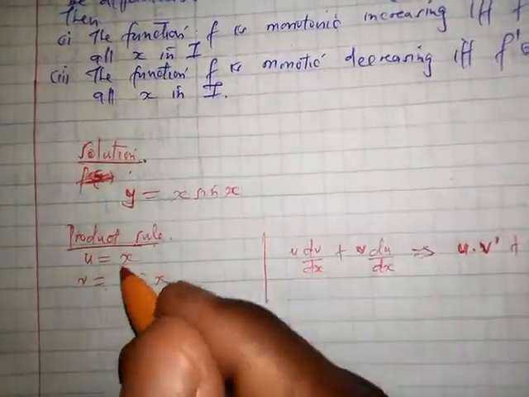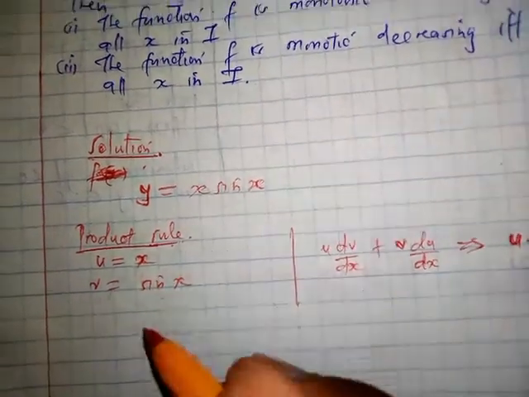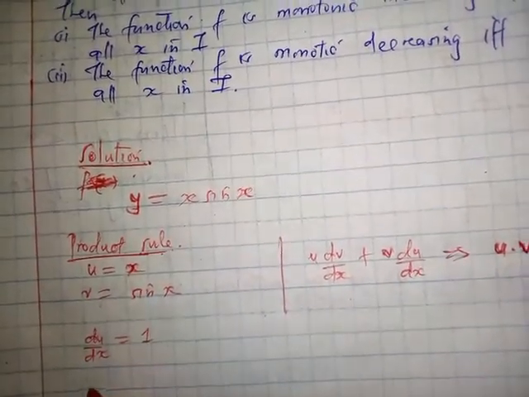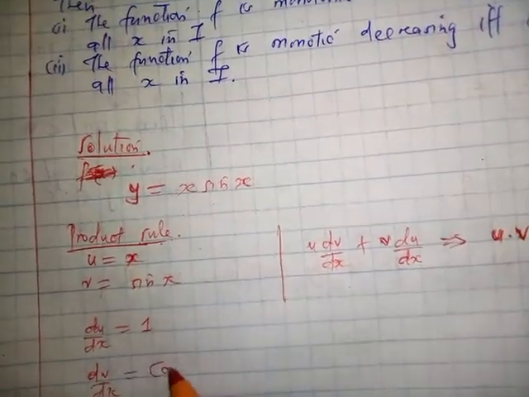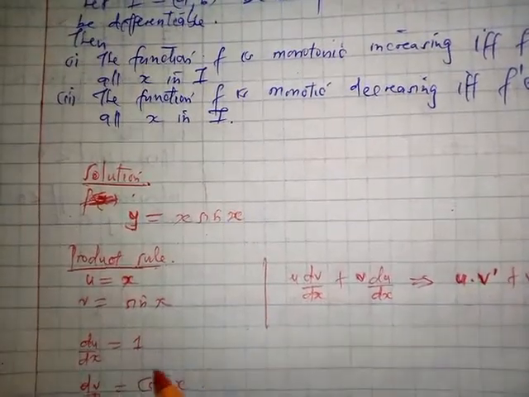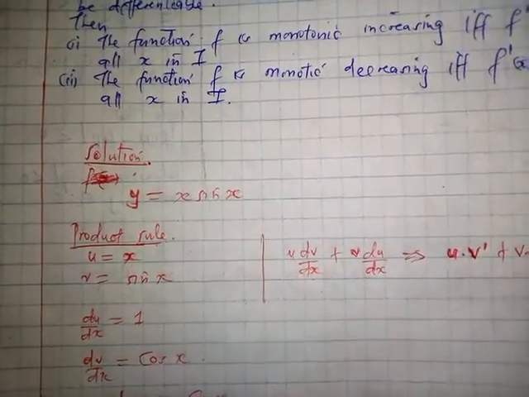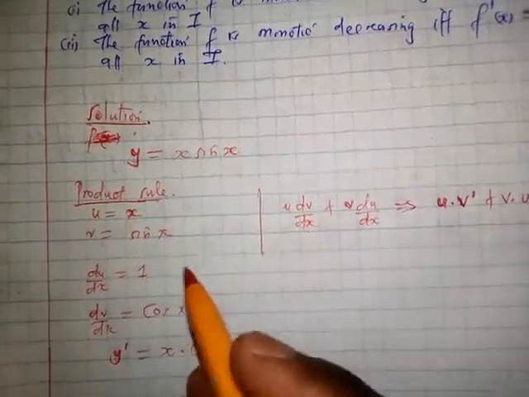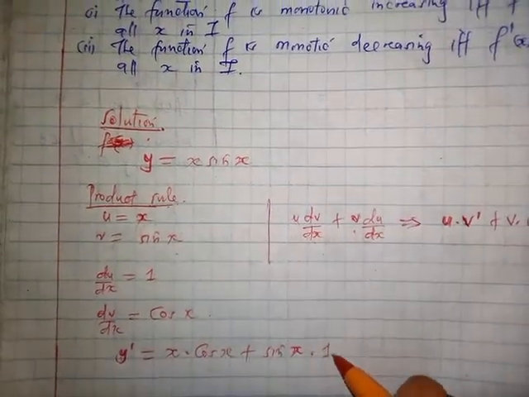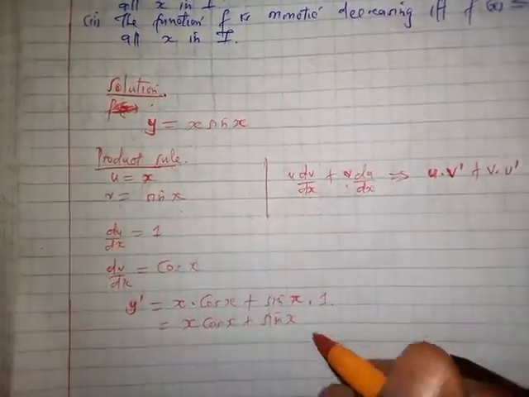So our u, we have taken it to be x, then our v as sin x. So the derivative of u, du/dx, is equal to 1. Then dv/dx, the derivative of sin x, is cos x. So our y prime, or the first derivative of y, is equal to u, x, times the derivative dv/dx, which is cos x, plus v, sin x, times du/dx, which is 1. This becomes x cos x plus sin x.